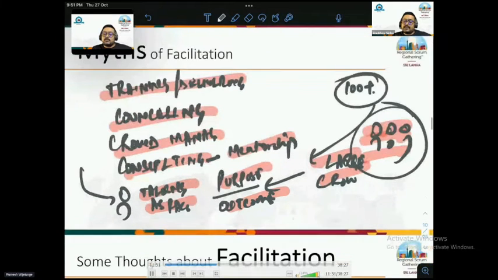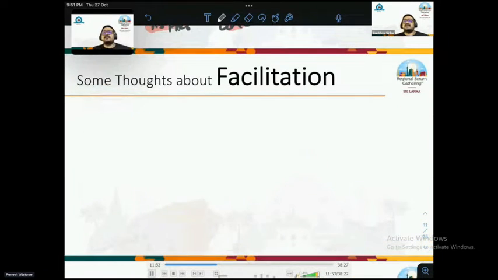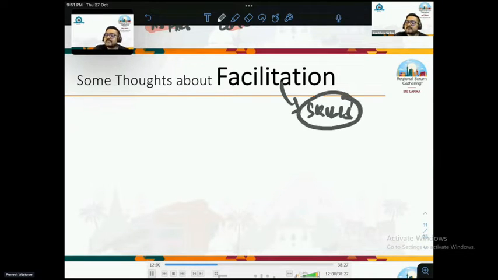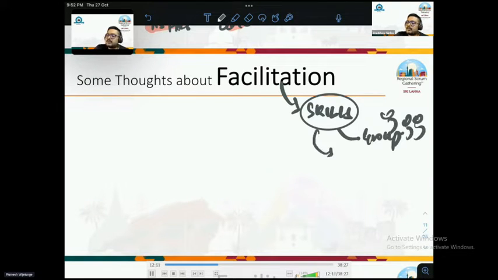Now we will see some thoughts on facilitation. So facilitation is a set of skills. Yes, it's a set of skills that is used to work with a group, let's say a few members or maybe a larger group.